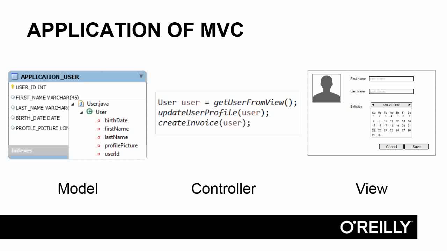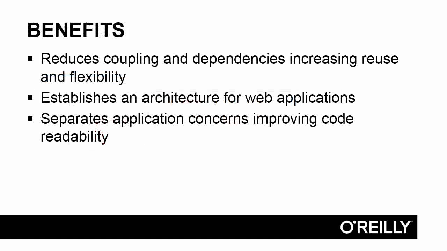So let's continue our discussion of the benefits of MVC. As we alluded to, MVC reduces coupling within our applications, and it also reduces dependencies between components. This allows the components to be used independently. So for example, an object in the model can be used in multiple views, or it can be used in multiple controllers because it does not have view information or business logic embedded within it.